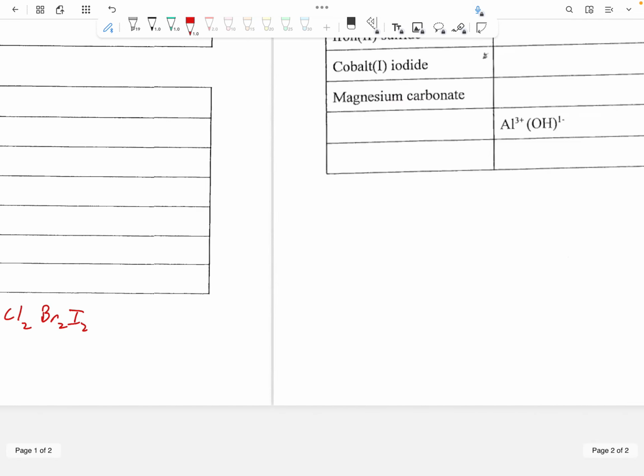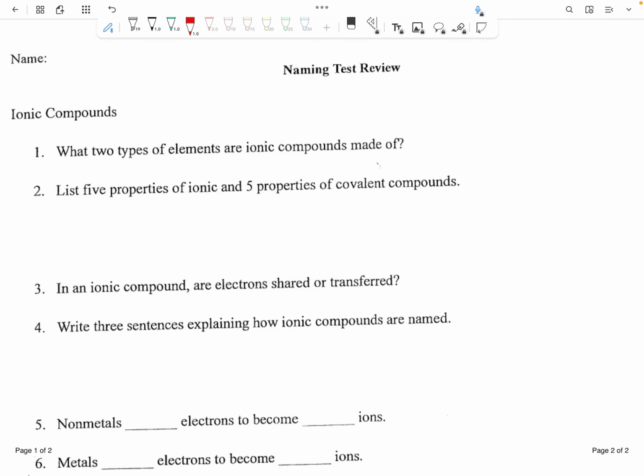Well, let's look at the second part of this, shall we? And we're on the ionic side. Two types of elements that ionic compounds are made of. That would be metals for the first part, and then nonmetals for the second part. Okay? About as simple as it gets.